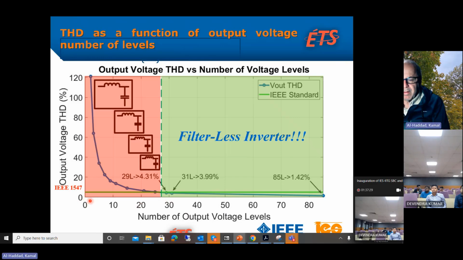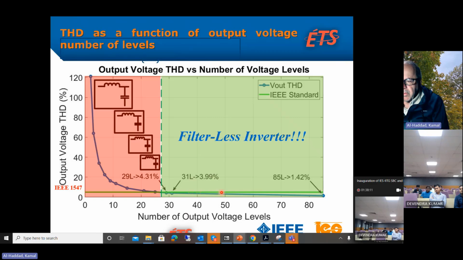If we want to have less than 4% THD at the output voltage, we need 31 voltage levels. So if I have a DC bus of 500 volts, I need to split this 500 volts into 31 voltage levels in order to have a beautiful AC signal with less than 4% harmonic distortion. It looks exactly like the same quality of signal as given by the utility company.